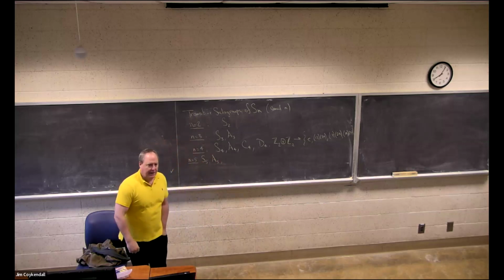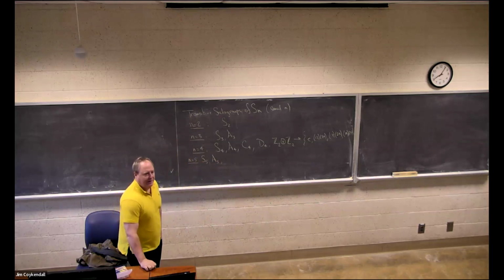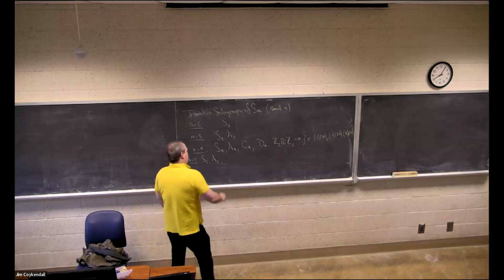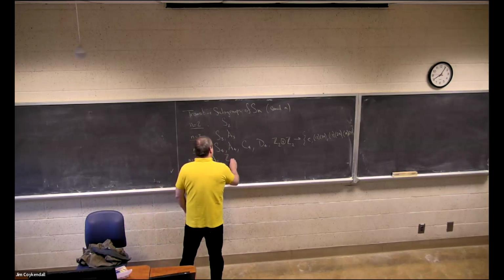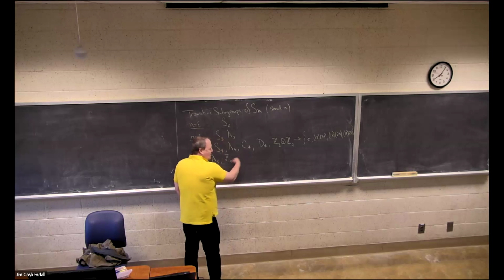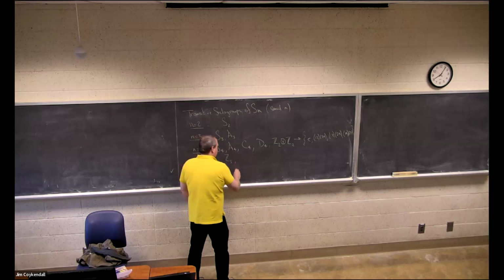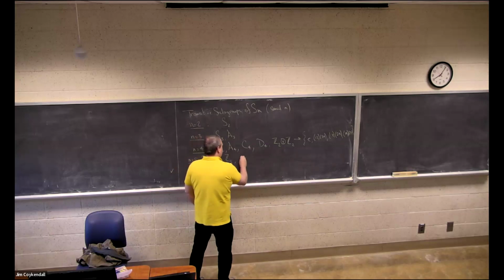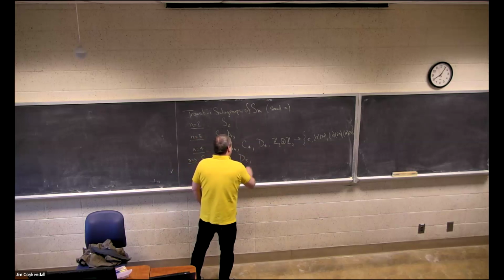By name, any other transitive subgroups of S5? C5 and D5. There you go. Right. Let's just kind of follow the lead here. These are analogous: cyclic of order 5, D5.